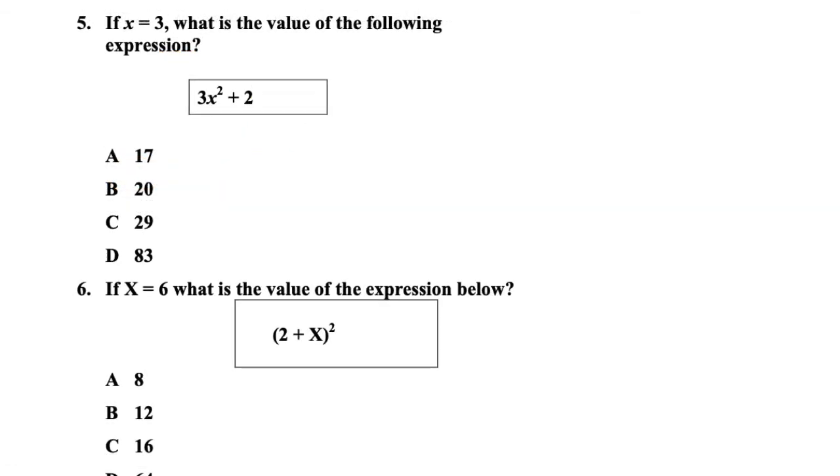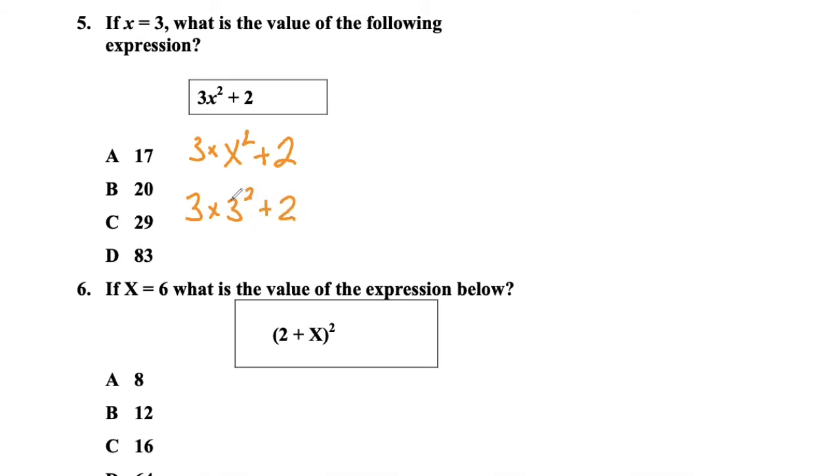X equals 3, what is the value of the following expression? Here we have 3 times x squared plus 2. Once again, when we have a number and a variable right next to each other, this means multiplication. So we can rewrite this as 3 times x squared plus 2. So if we substitute 3 for x, we'll have 3 times 3 squared plus 2.